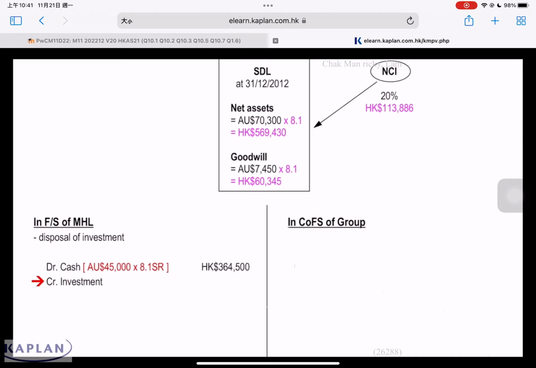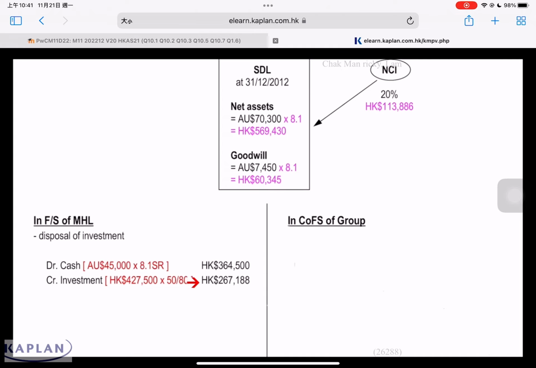And credit investment. The investment recorded in the financial statement of the parent is 427,500, representing 80%, and the parent sold 50 of the 80%. 427,500 multiplied by 50 over 80 gives us 267,188. There should be a difference of Hong Kong dollar 97,312. This is a gain. This gain should be reported in P&L of the parent because it's a disposal of investment.